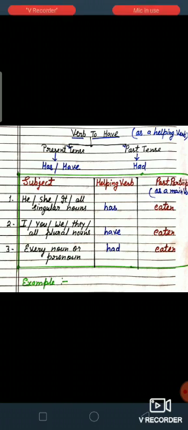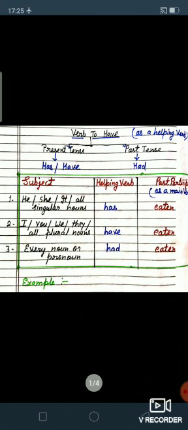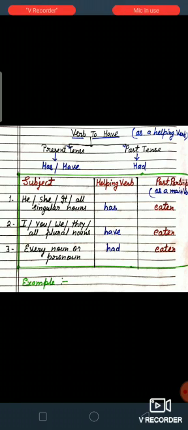Now let's see this chart of verb to have. Verb to have are three: has, have and had. Has and have are used in present tense and had is used in past tense. These verbs are used according to the person and numbers of noun or pronouns.